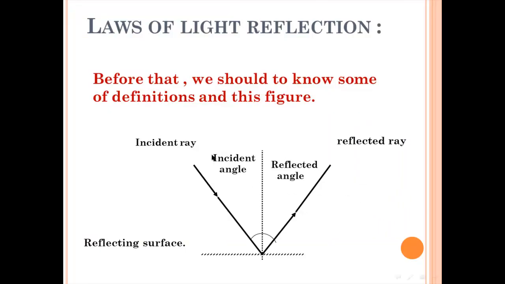Again, the incident light ray is a light ray that intersects with the reflecting surface at the point of incidence. The reflected light ray is a light ray that is reflected from the reflecting surface at the point of incidence. The angle of incidence is the angle between the incident light ray and the perpendicular line to the reflecting surface at the point of incidence. The angle of reflection is the angle between the reflected light ray and the normal line to the reflecting surface at the point of incidence.